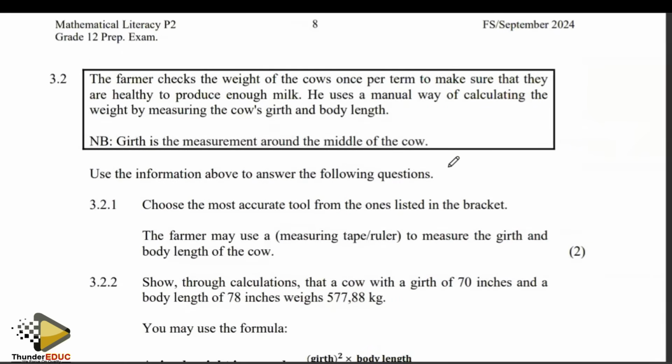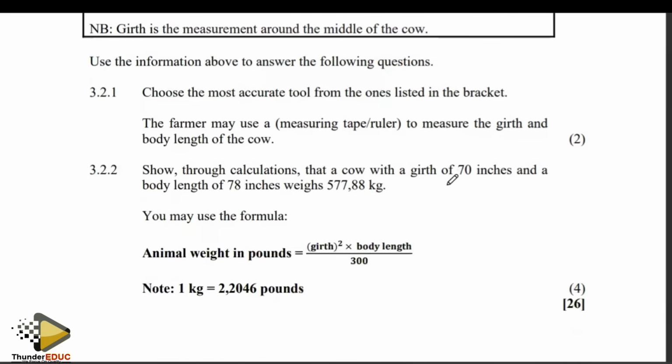3.2, question number 3.2. The farmer checks the weight of the cow once per term to make sure that they are healthy to produce enough milk. He uses a manual way of calculating the weight by measuring the cow's girth and the body length. The girth is the measurement around the middle of the cow. Choose the most accurate tool from the ones listed in the brackets.